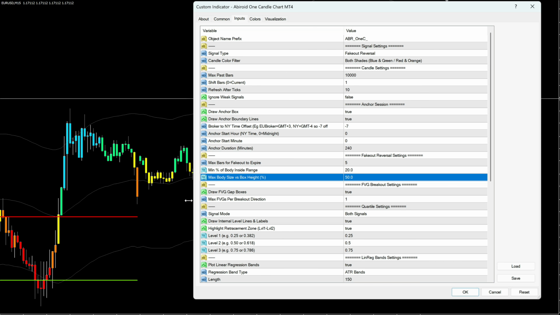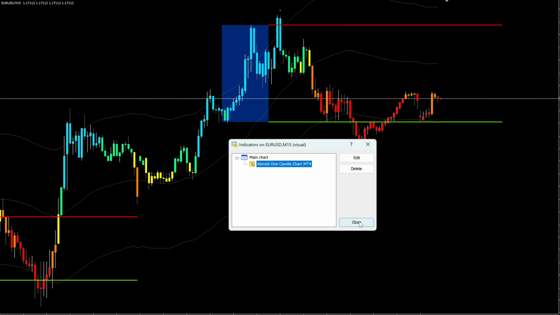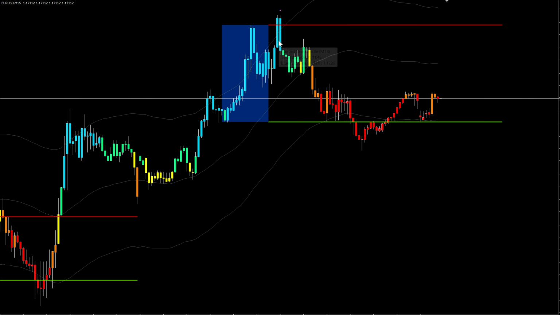So this will avoid all of those really long candles where a candle forms and it goes all the way to the end of the box. Right here, the heat map shows a strong bullish candle, which is why we have this small dot.